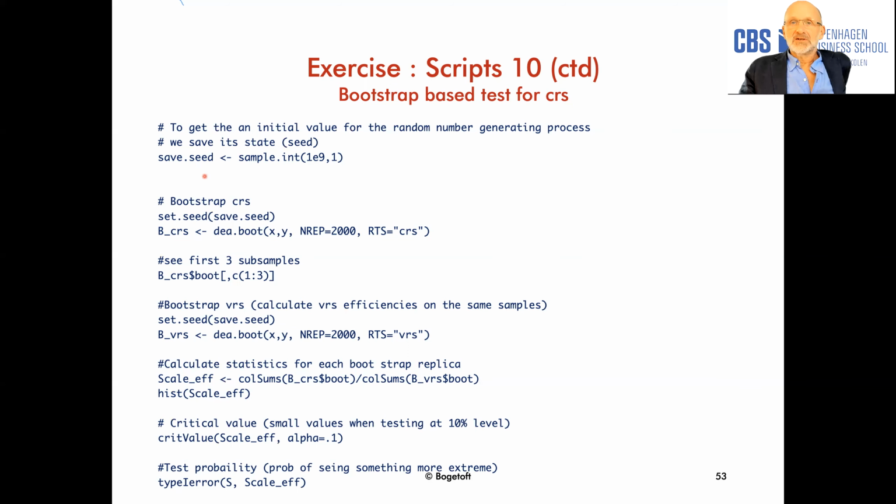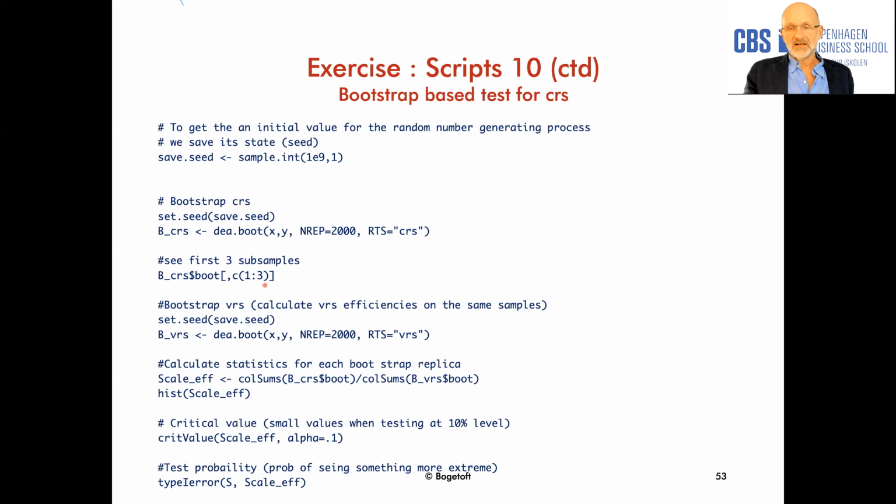So now I go and bootstrap the CRS. I set the seed, like the one I saved up here, and now I do 2,000 repetitions of this DEA bootstrap. You can take a look at what you have. These will give you 3 examples of the bootstrap subsamples that you get out.